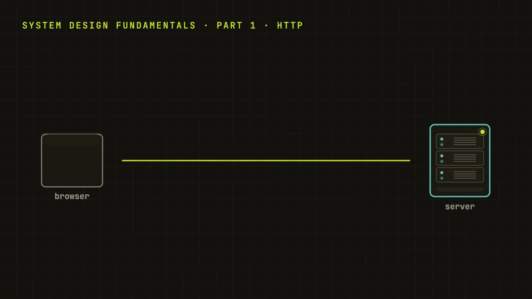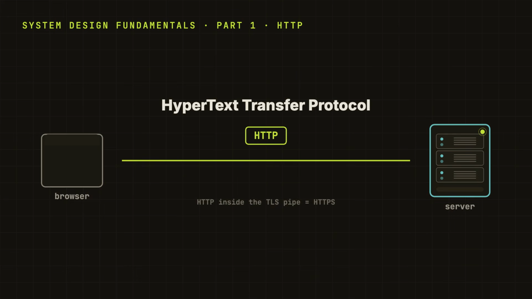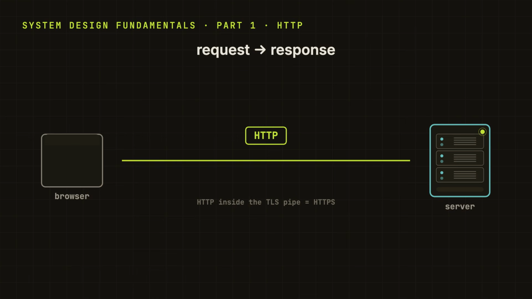Okay, the secure connection is open. Now your browser sends its actual request and the language it speaks is HTTP, Hypertext Transfer Protocol. And HTTP is beautifully simple. It is a request and a response. Your browser sends a request, give me this product page, and the server sends back a response, the data. That is the whole model.